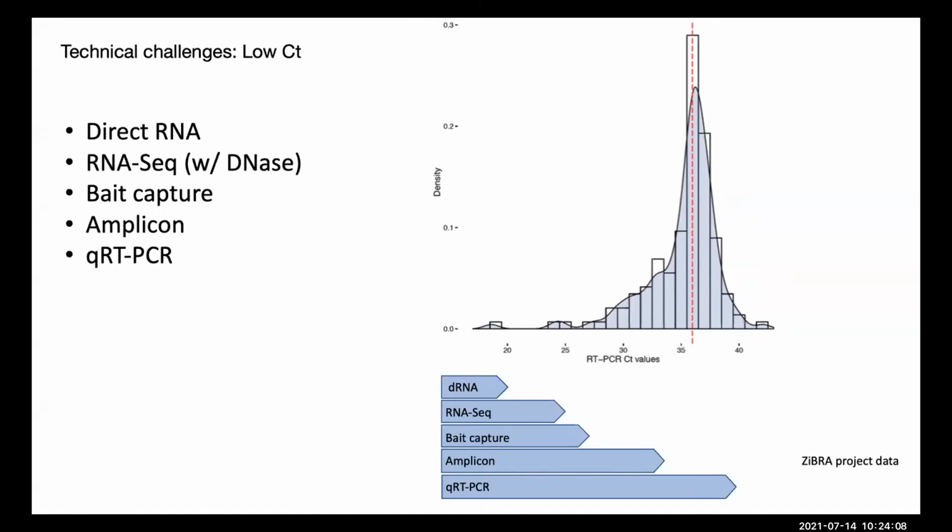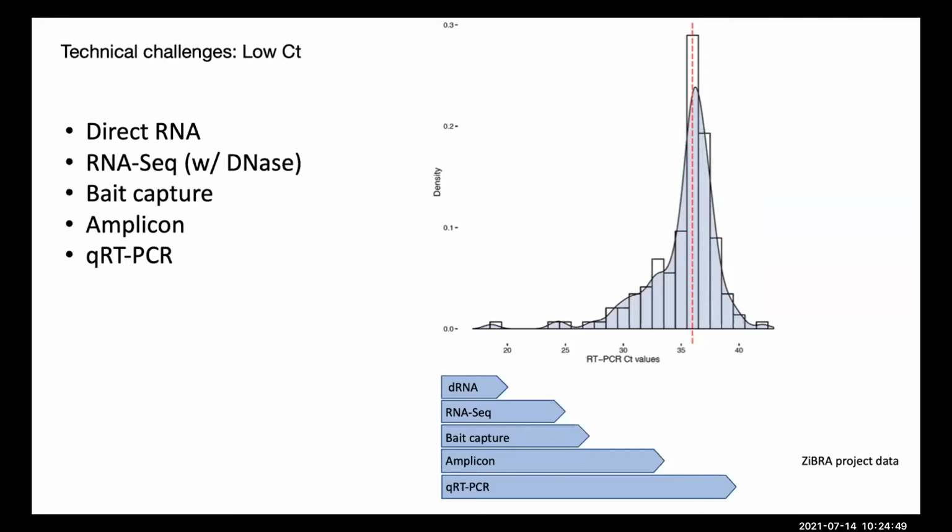Anything below 40 will be called a positive by qRT-PCR, but that doesn't necessarily mean you can sequence it. In the worst possible scenario, it only means you had a fragment of the target, one copy of the target of the qPCR assay. If we want to sequence it, we need to have the whole genome present in fragments, and with PCR amplification you have a very good chance of recovering that. But realistically, the limit for successful genome sequencing is around CT 33 in practice, which is what we see.